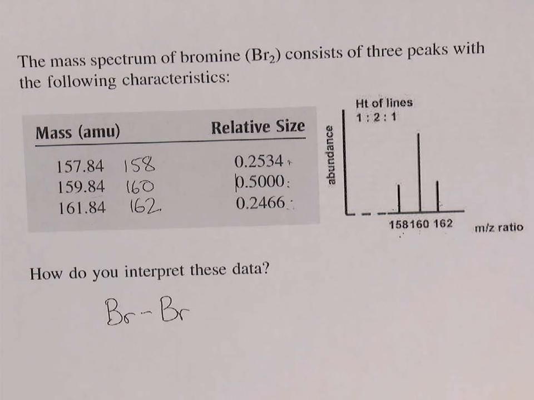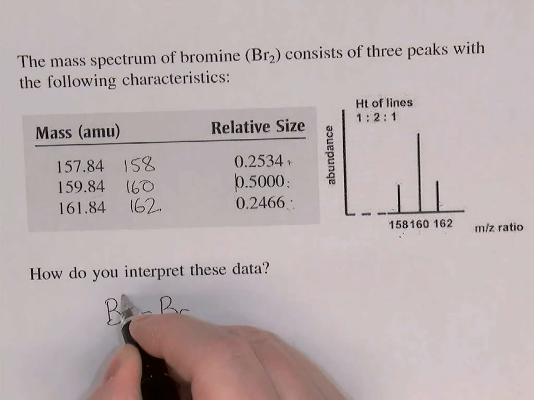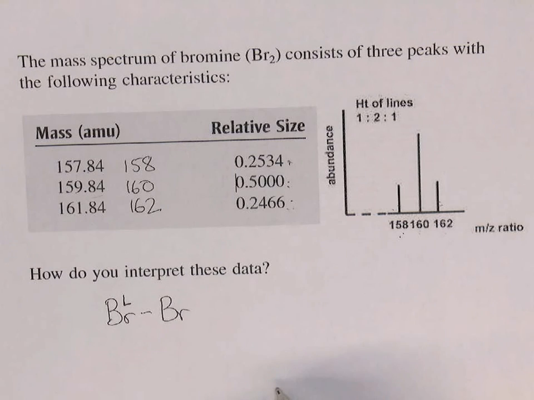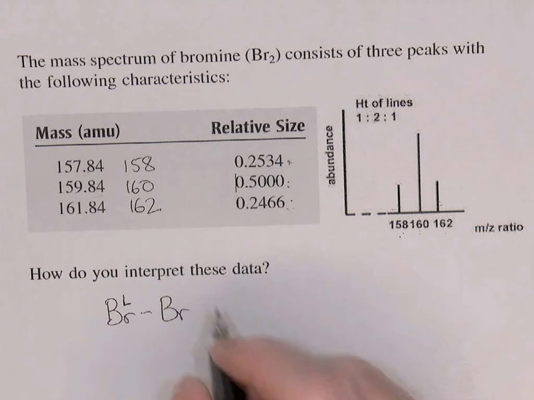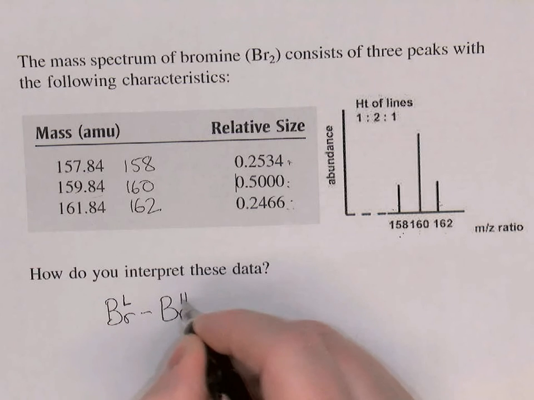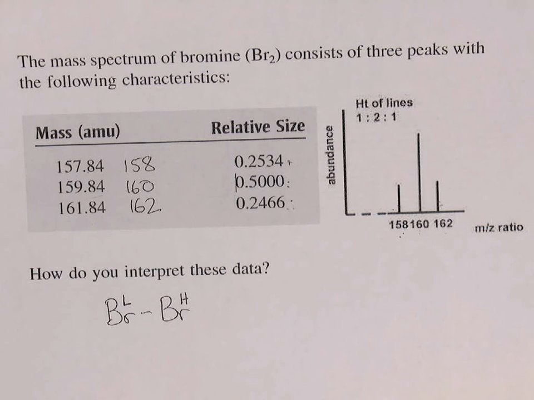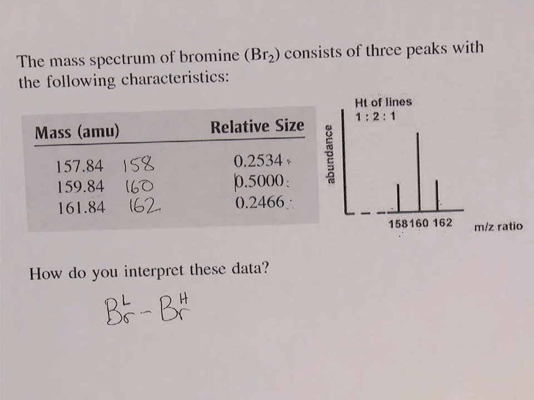Well, suppose there were 2 isotopes of bromine. So this time, let's say there was a lighter isotope, I'll say BrL, and a heavier isotope, BrH. How many kinds of bromine molecules, Br2, could you make if you had 2 different isotopes of bromine, a lighter one and a heavier one? Pause the video and see if you can figure that out.